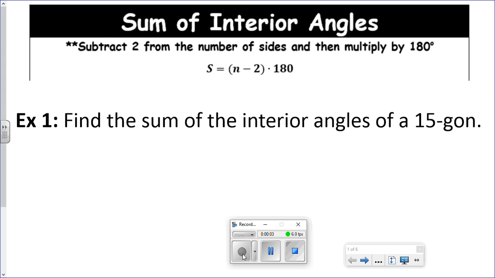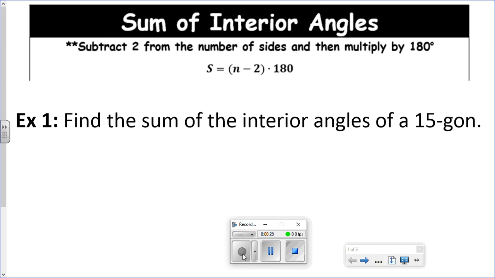Alright, so I'm going to go over a few practice problems on how to find the sum of the interior angles of polygons. And so remember from the chart that you did in the notes earlier, you find the sum of the interior angles of any type of polygon by subtracting 2 from the number of sides, which gives you the number of triangles, and then you multiply that by 180, and then you get the sum of the interior angles of that polygon.